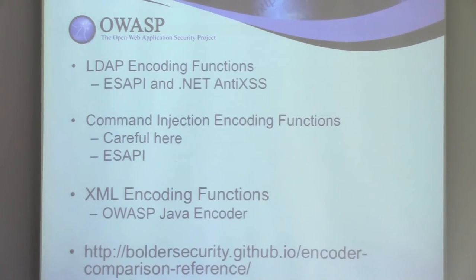And so there are also other injection issues, like LDAP encoding. There's some in ESAPI and anti-XSS. There's command injection encoding. Be careful here. Just don't run OS commands through a web app. There are XML encoding functions for doing XML processing in the browser. And Boulder Security has a great encoder reference implementation I ran across recently. So lots of options. Anytime you hit a parser with untrusted data, it's usually encoding in the right context, for the right kind of parser, and these encoding functions are available. They're a little esoteric, but they're needed for secure development.